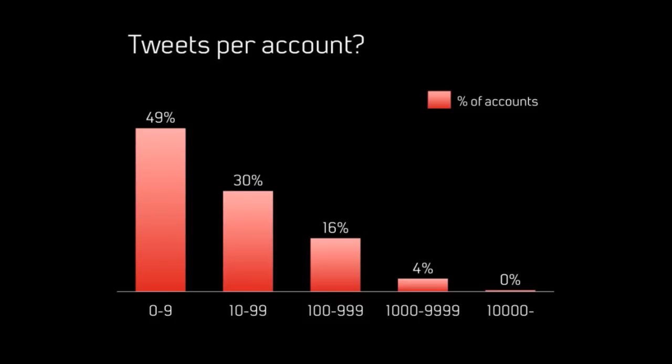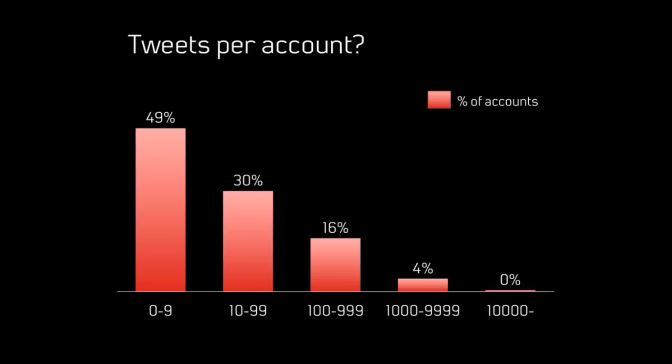Another way to explain the same thing is this. Now on the x-axis, we have the number of tweets, and on the y-axis, the percentage of the accounts. So half of the total amount of accounts have written less than 10 tweets. Another 30% have written less than 100. And 0 point something percent have written more than 10,000, and only 4% have written more than 1,000 tweets.